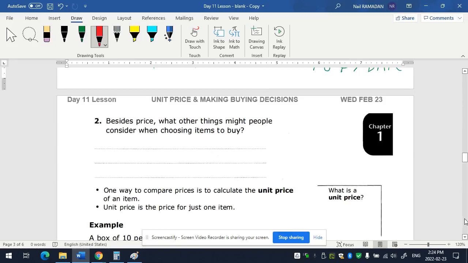So, okay, everyone, besides price, what are the things people might consider when choosing items to buy? Sure. Quality. Awesome. Yes.